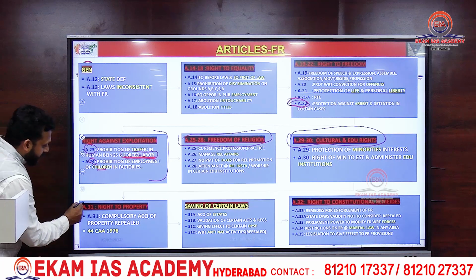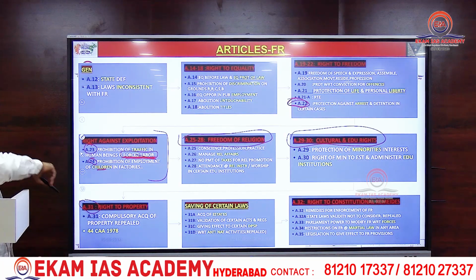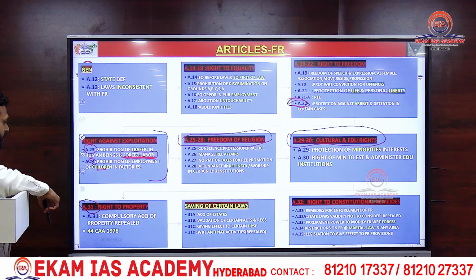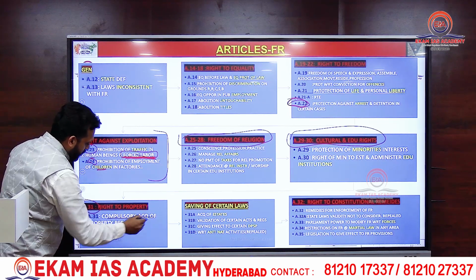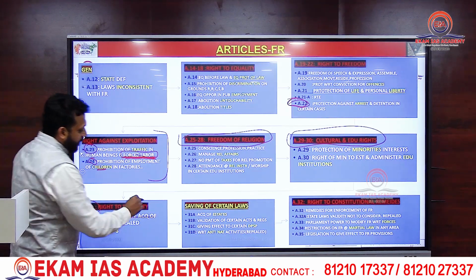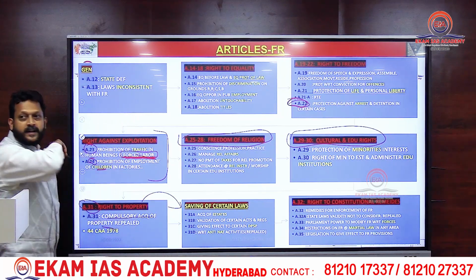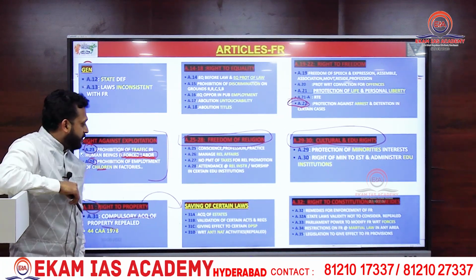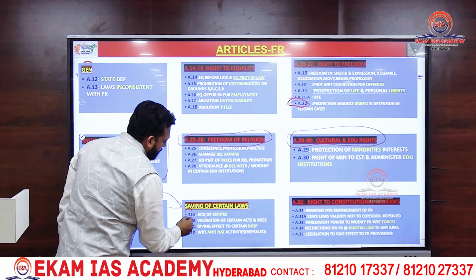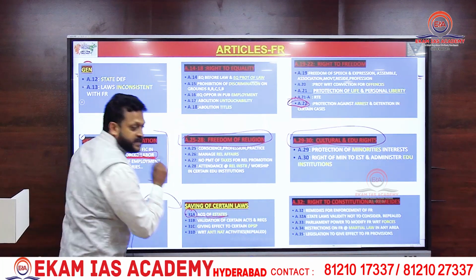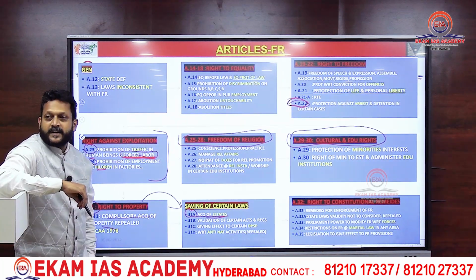and Article 31, compulsory acquisition of property, repealed. Connecting to here is Article 31A, 31B, 31C. 31A is basically acquisition of estates, so saving of certain laws.